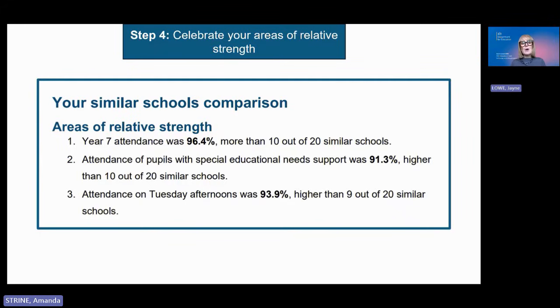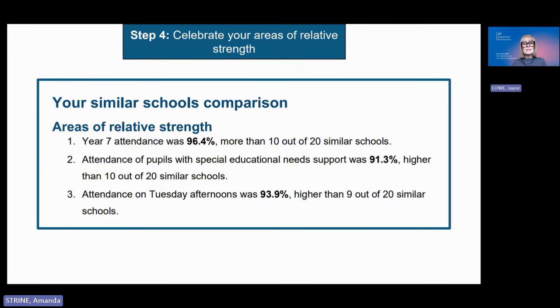Steps 4 and 5 are really significant features of the similar schools comparison report that I just love. It's super important to recognise that attendance is a really complicated issue, and all schools are going to have elements of strengths and elements where they need to have more focus. But I'm really clear that as well as using the report to identify where we need to make gains, schools also need to use it to celebrate where they perform well and build on those strengths in their data.